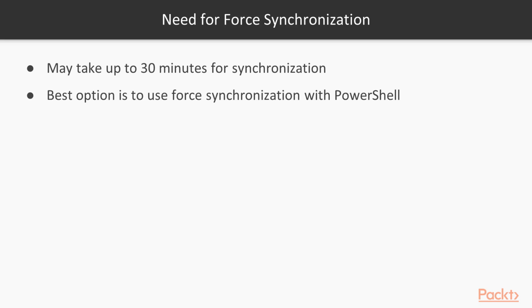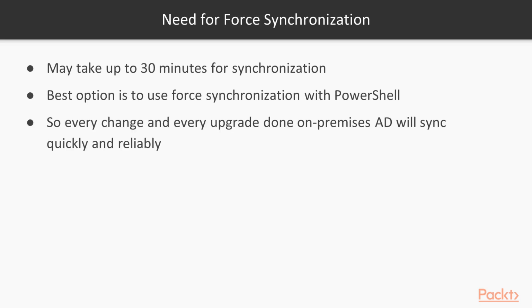First thing, Active Directory Connect can take up to 30 minutes for the sync, and we cannot wait that long. Best option is to use force synchronization with PowerShell. So every change and every upgrade you did on-prem AD will be synchronized very fast and reliable with Office 365 or Microsoft 365. But the following are the requirements.